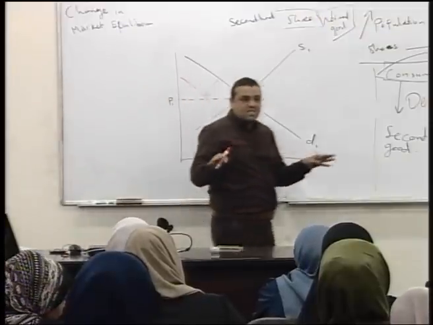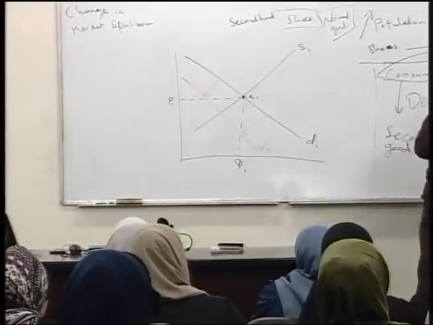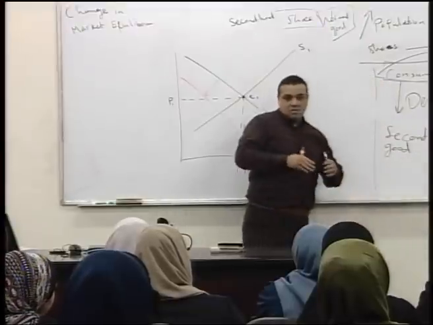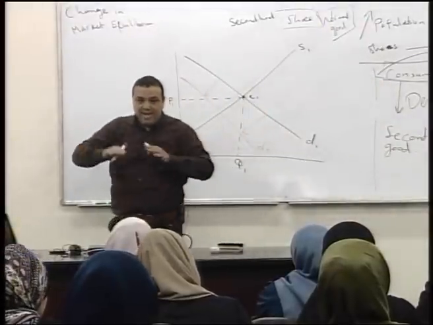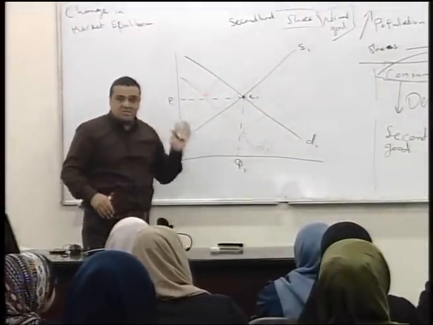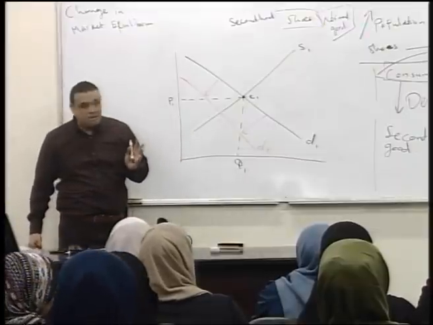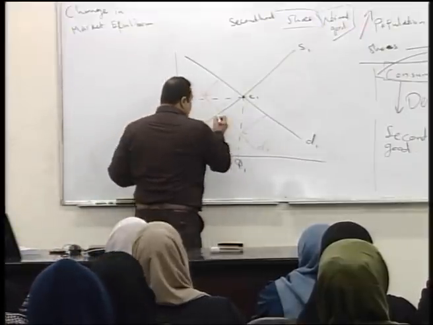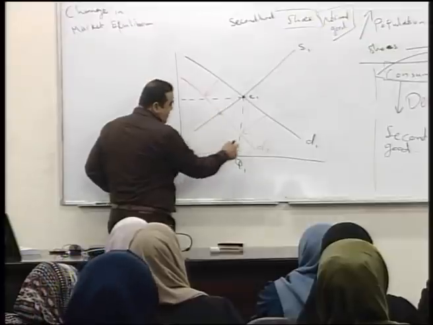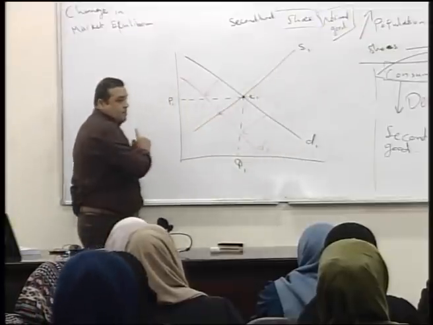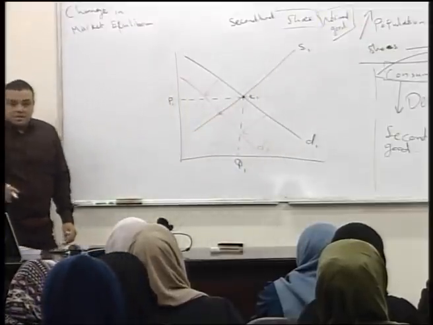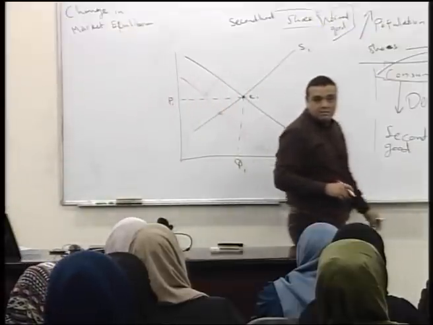The analysis here assumes ceteris paribus, which means all other factors are constant. Nothing changed except the consumer's income. Okay? So we have a new equilibrium point, demand 2 with supply 1, because supply did not change here.